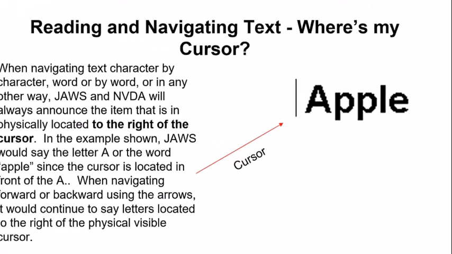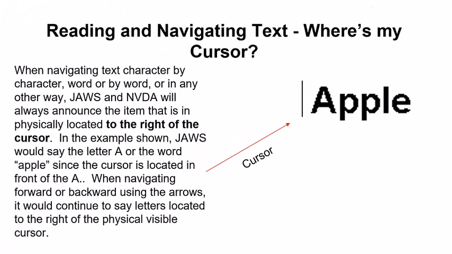JAWS would say the letter A or the word apple since the location of the cursor is in front of the A. When navigating forward or backward using the arrows, it would continue to say the letters that are located to the right of the physical cursor. It doesn't matter which way you're navigating. It's important to know this concept.